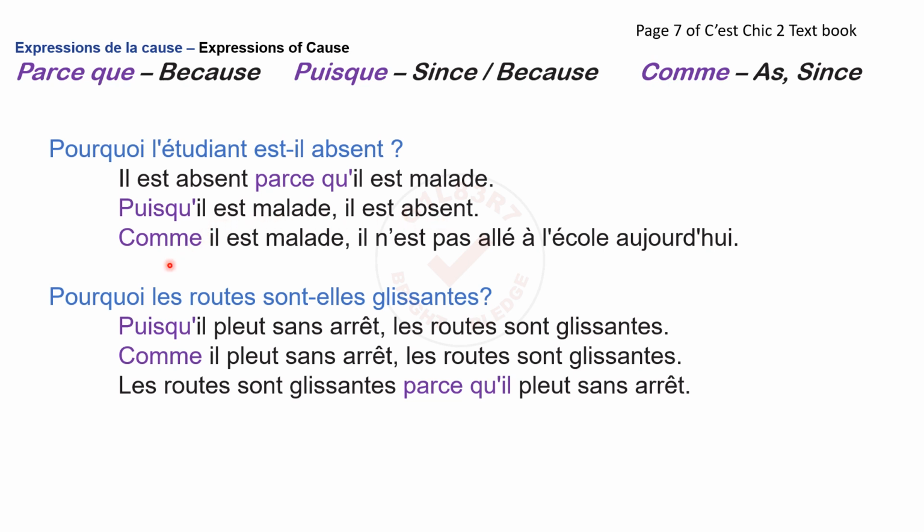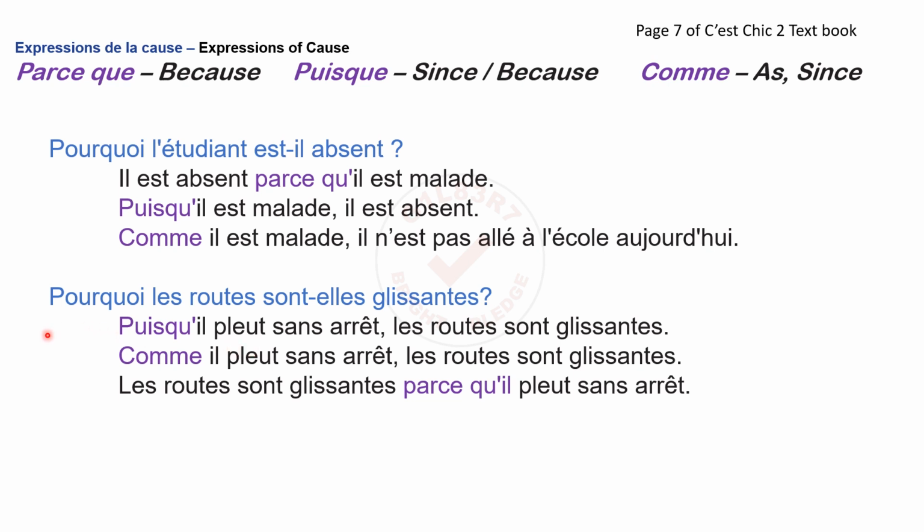And the third sentence says, comme il est malade, il n'est pas allé à l'école aujourd'hui. Meaning, as he is sick, he did not go to school today. And the next question, pourquoi les routes sont-elles glissantes? Meaning, why are the roads slippery? So, we are answering them using the expressions of cause, saying, puisqu'il pleut sans s'arrêter, les routes sont glissantes, meaning since it's raining non-stop, the roads are slippery.